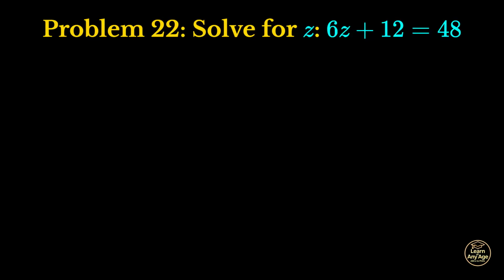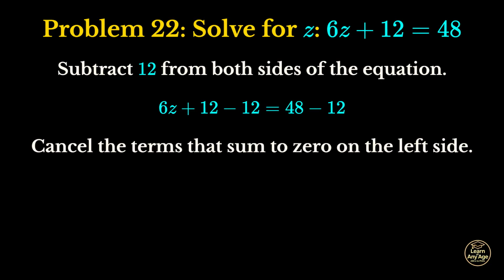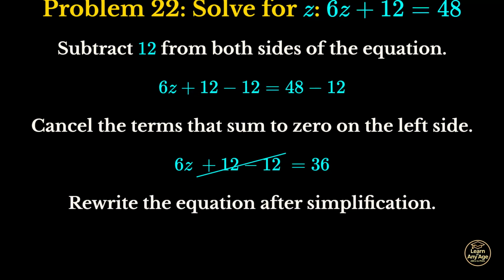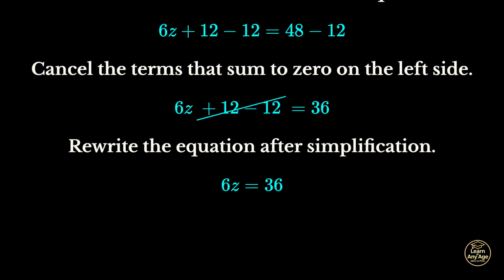Problem 22, solve for z, 6z plus 12 equals 48. Subtract 12 from both sides of the equation. 6z plus 12 minus 12 equals 48 minus 12. Cancel the terms that sum to 0 on the left side. 6z plus 12 minus 12 cancelled out equals 36. Rewrite the equation after simplification.